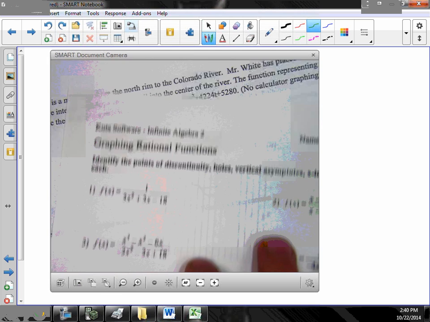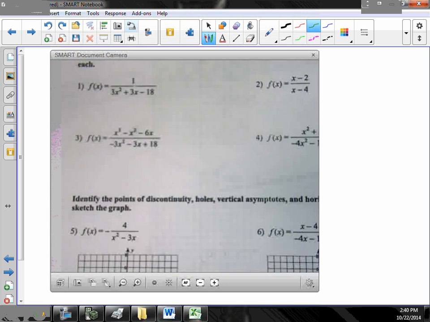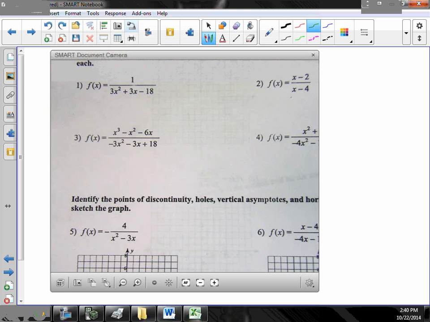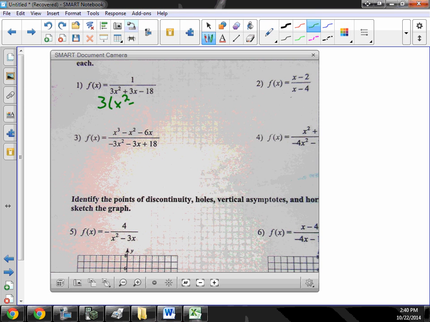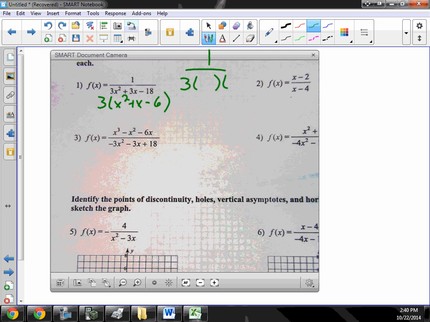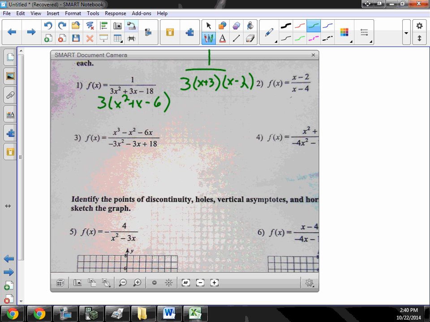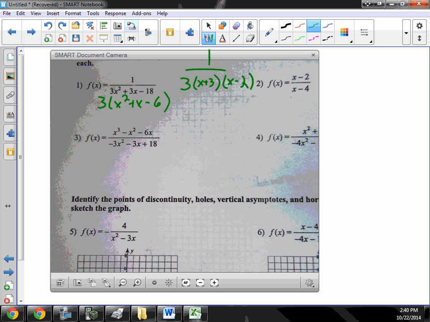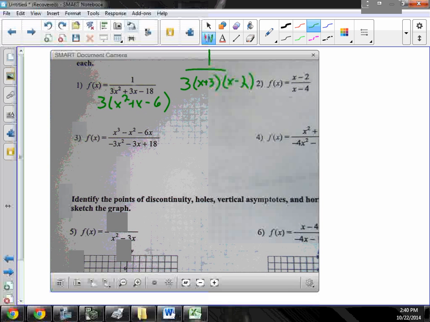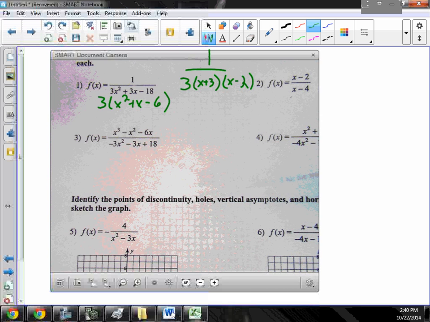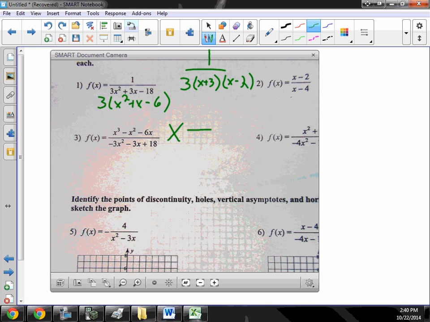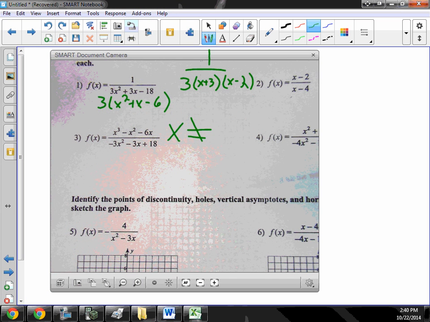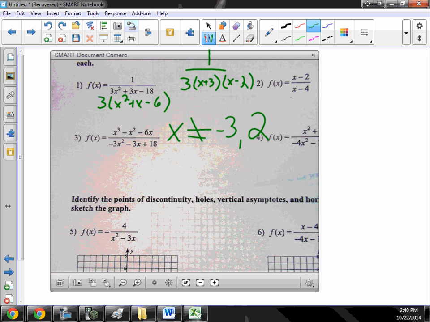All right, look at number 1. So I'm going to pull out a 3, x squared plus x minus 6. So this becomes 1 over 3 times that factor, x plus 3 and x minus 2. Now we've got to go through and list everything we've talked about before. We're not going to graph this one, we're just going to list it. So what is x not allowed to be? -3 and 2. Everybody follow so far?